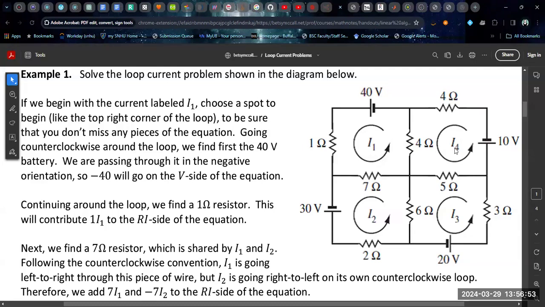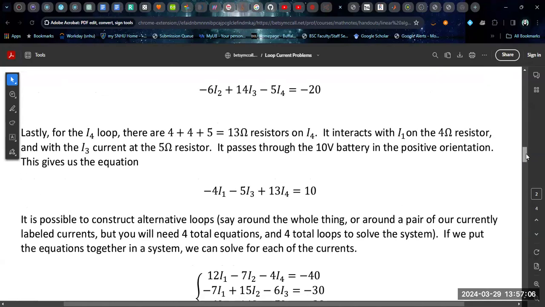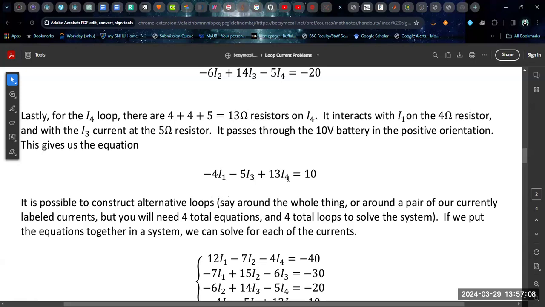So our coefficient of I4 will be 8 plus 5 is 13. And then we'll have a minus 4 I1, and minus 5 I3 is equal to positive 10. And so we end up with this equation.